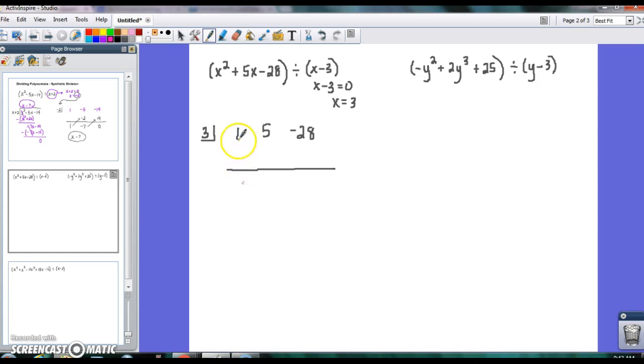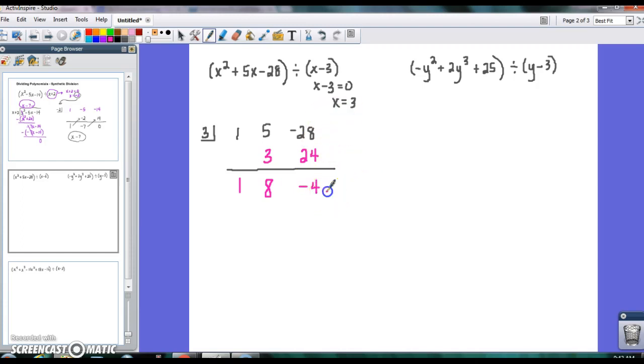The next thing I'm going to do is bring that first term down. And then I'm going to multiply. 3 times 1 is 3. I write that here. And then I'm adding those terms together. Gives me 8. Do the same thing again. 3 times 8 is 24. I'm going to write that here. And then I'm going to add. I end up with a negative 4.